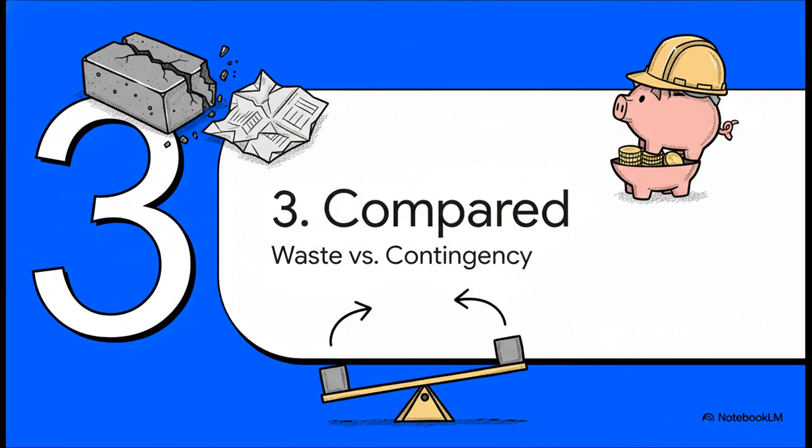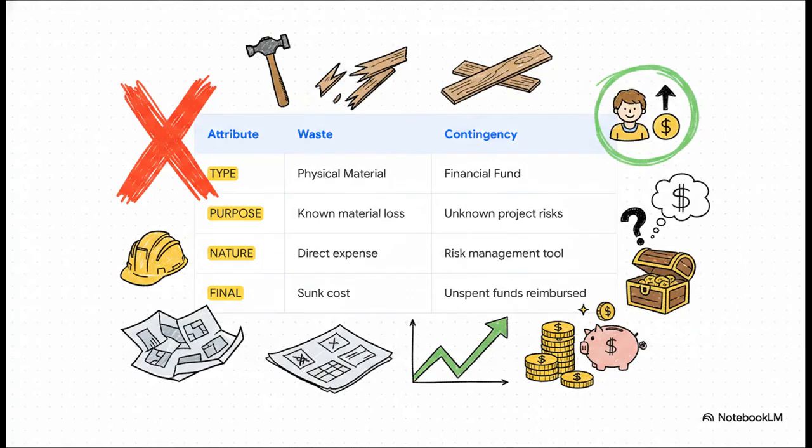Okay, so we've looked at them separately. Now let's put them right next to each other, head to head, because understanding how they differ is absolutely essential if you want to grasp how professionals really manage project costs and responsibilities. This chart just lays it all out perfectly. Waste is physical, contingency is financial. Waste covers a known loss, contingency covers unknown risks.